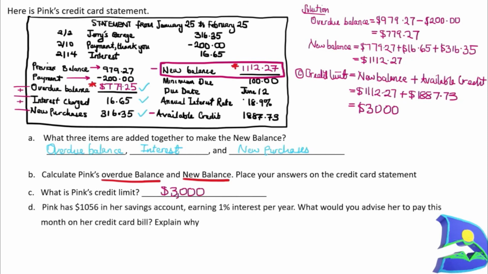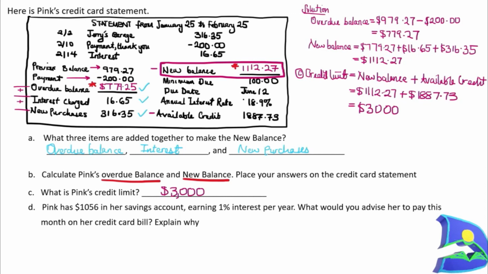And finally here is the question saying that Pink, which is the owner of this particular credit card, has $1,056 in her savings account. Now this savings account, don't forget, is under the debit card, not the credit card. So now we know that the person earns 1% interest per year, which means that after 1 year, 1% in dollars is actually added to her debit card, which improves her financial status.